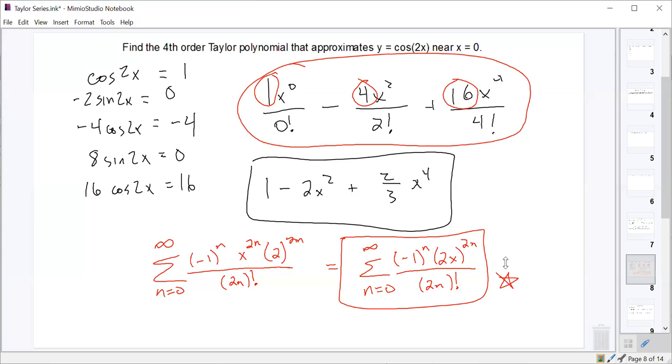And sometime tomorrow, I'll give you a list of all the series that you need to know, and just know the series for them right off the bat, and then be able to manipulate them. There's, I don't know, 6, 7, 8 of them, something like that, that you should just know. So I'll give you that list tomorrow. Sound good so far?